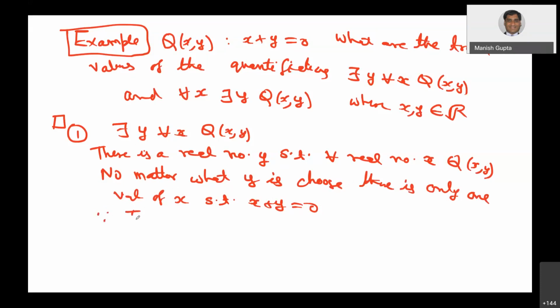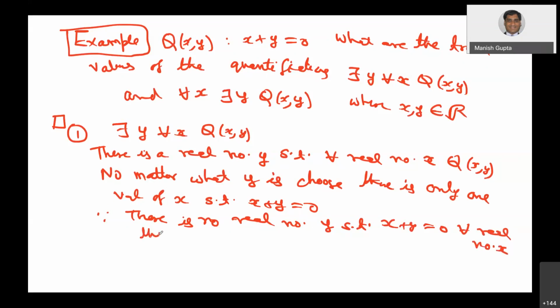Since there is no real number y such that x plus y is equal to 0 for every real number x, this statement is false. The statement there exists y for every x Q(x,y) is false, right? Because there is no real number y such that x plus y is 0 for every real number x. Okay, so this is false.